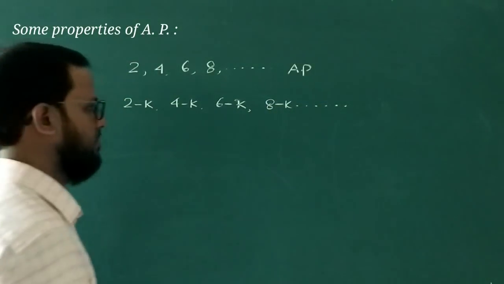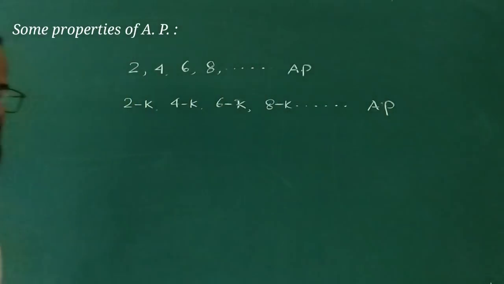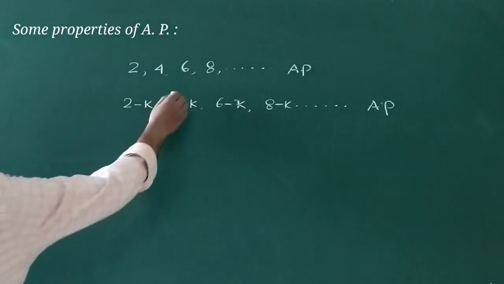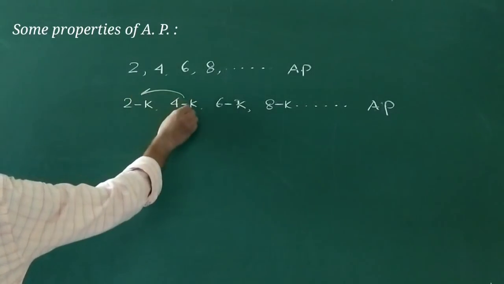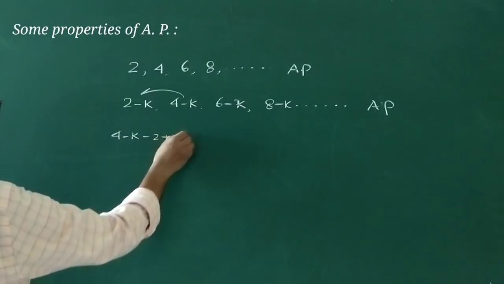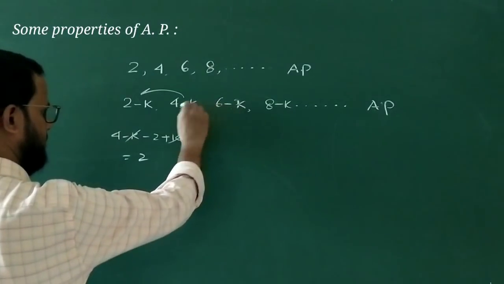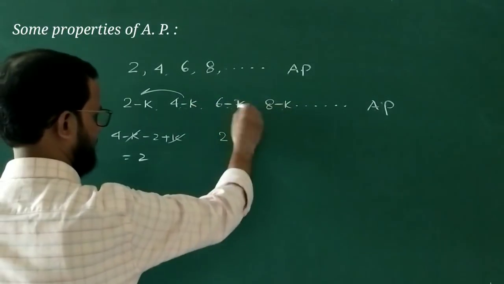ये प्रोग्रेशन क्या होगा, AP होगा. फिर क्या होगा, अरिथमेटिक प्रोग्रेशन होगा. ठीक है. सो कैसे, if you subtract this term from this, सब्ट्रैक्ट करेंगे क्या होगा, 4 minus k minus 2 plus k, subtract k cancel, it becomes what, 2. Again you see this same pattern, you have to subtract, you will get 2. If you subtract, you will get 2.